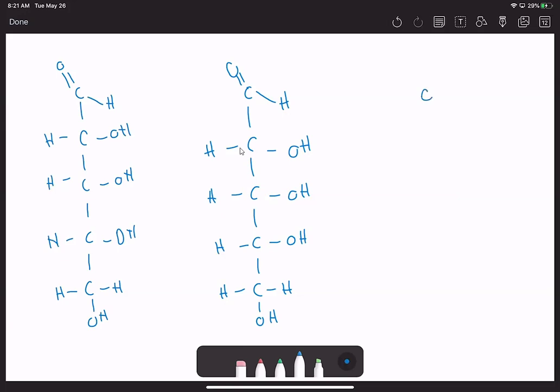And I'll draw it one last time. Actually, with this one, because it's an aldehyde, I'm just going to do CHO. That way it gives us something a little different to look at, but it will mean the same thing.